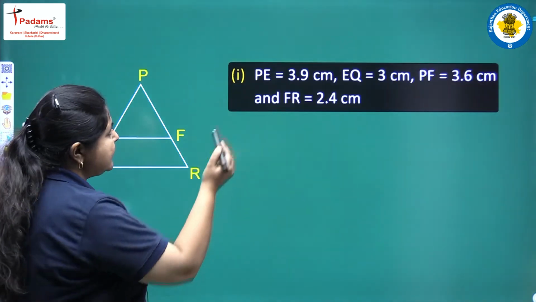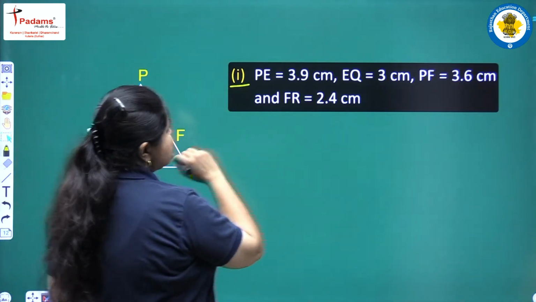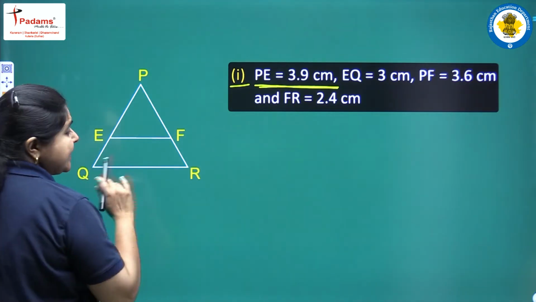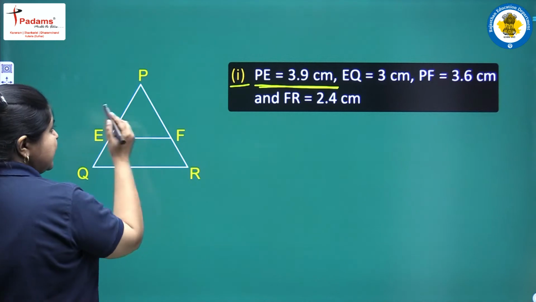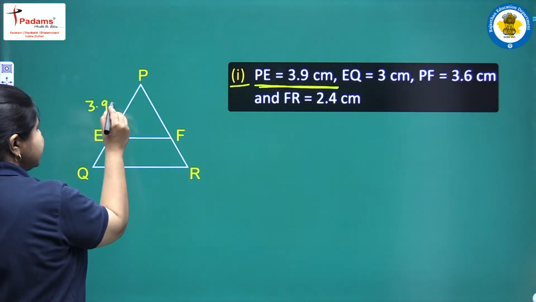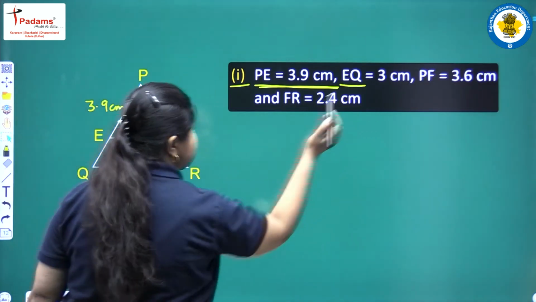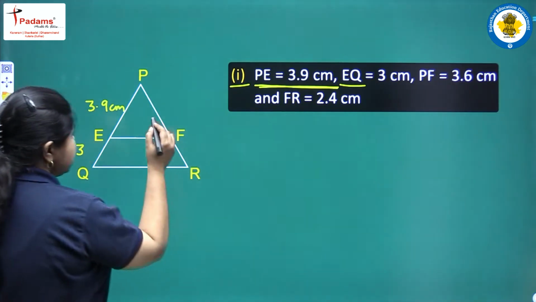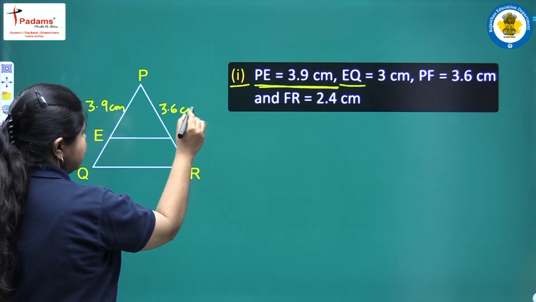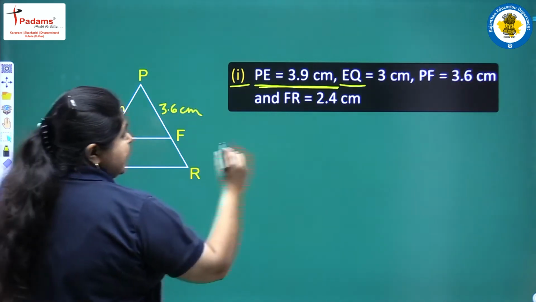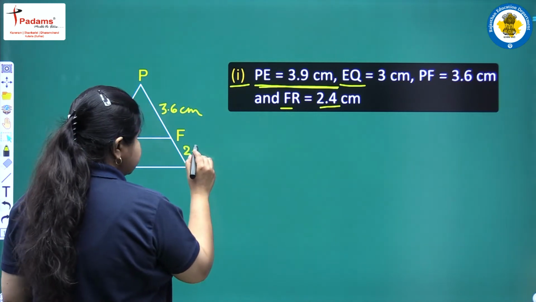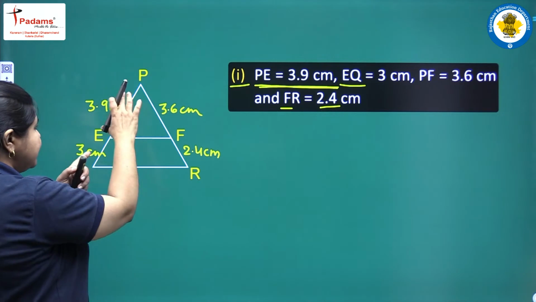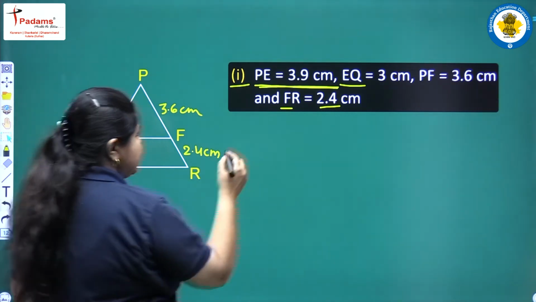The first one is here and this is the figure related to this one. Here we have been given PE equal to 3.9 centimeter. यहाँ मार्क कर लेते हैं जिससे easily हम कनेक्ट कर पाएँ. PE is 3.9 centimeters. Then EQ is 3 centimeter. EQ, this is 3 centimeters long. Then PF is 3.6 centimeter long. And then FR is 2.4 centimeters long. ठीक है.